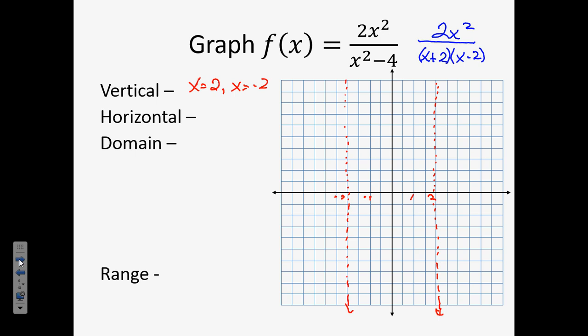Horizontal asymptote. Well, what do we notice about the powers? They're equal, so what does that mean? We find the ratio of our coefficients, right? 2 over 1, the leading coefficients, will get us our line of y equals 2 in this case. Everybody see that? So over here at y equals 2, I have a horizontal asymptote.